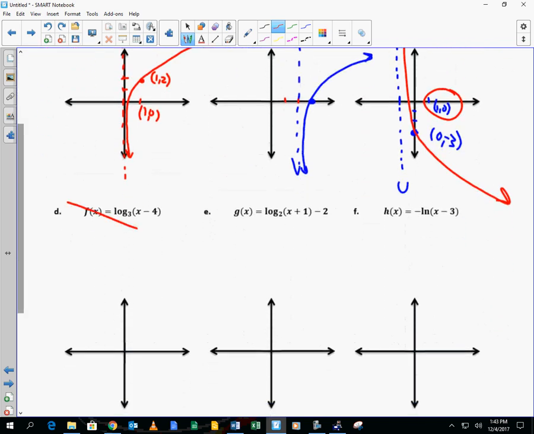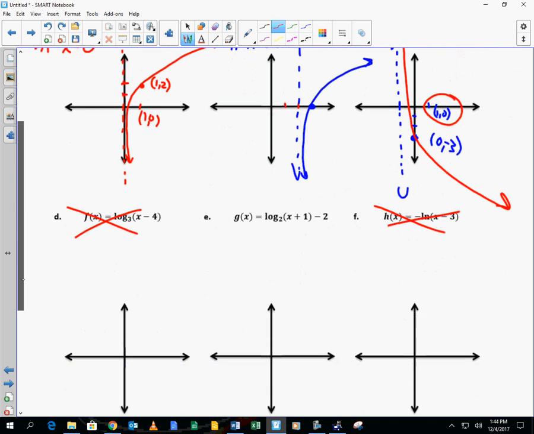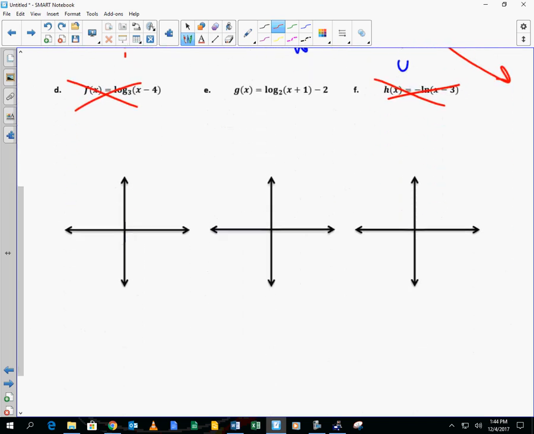Let's skip D and F, but let's do E together. Oh, yes. So domain would be range is going to be all real numbers for our logarithmic graphs, and the vertical asymptote. You try letter E on your own.